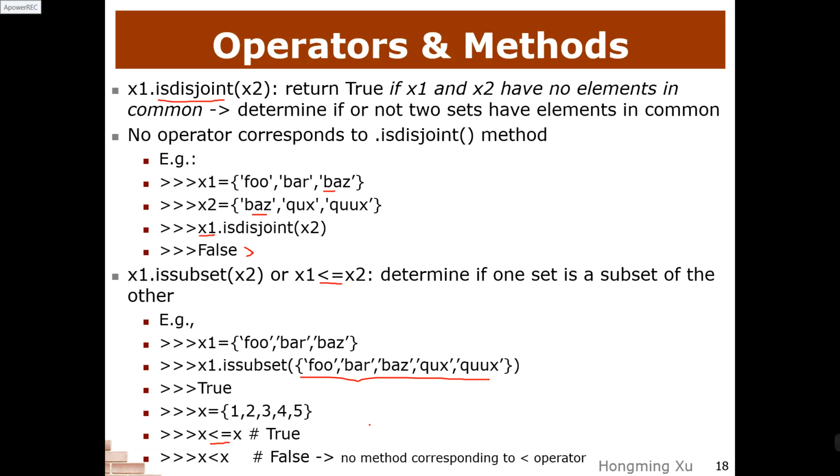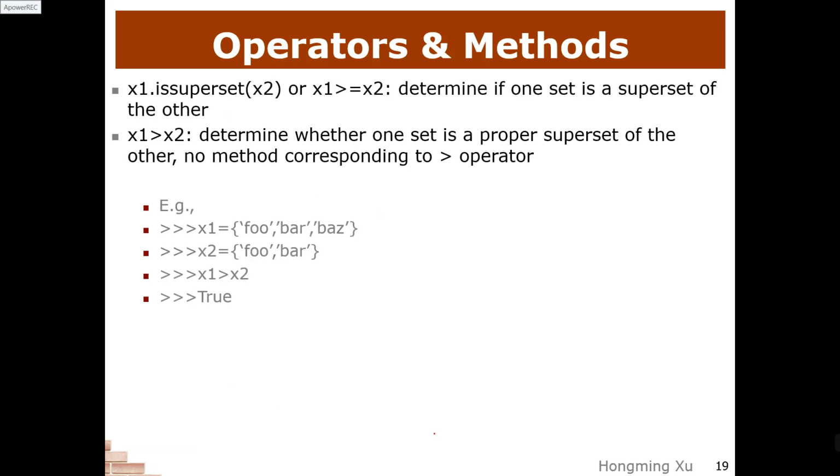This is very intuitive because in mathematics, if two variables have the same value, less than or equal to is true. But if we use less than, one parameter less than another, the output will be false. Similarly, there is another function, issuperset, to determine if one set is a superset of the other. Also, we can use the greater than operator to determine if one set is a proper superset of the other. These are the examples, very simple.